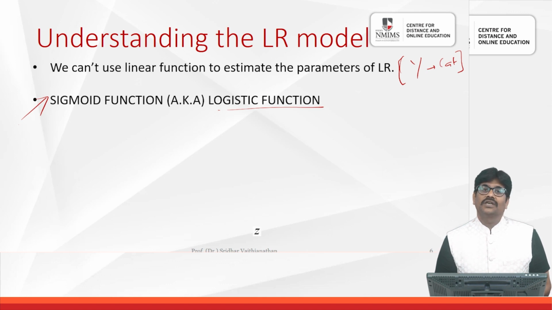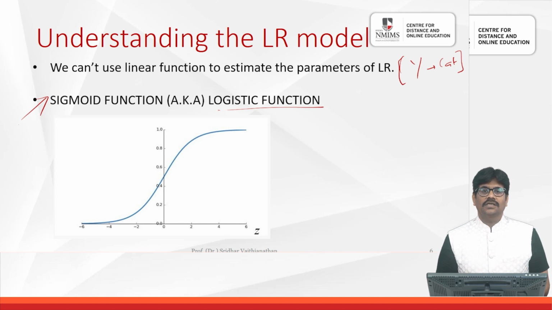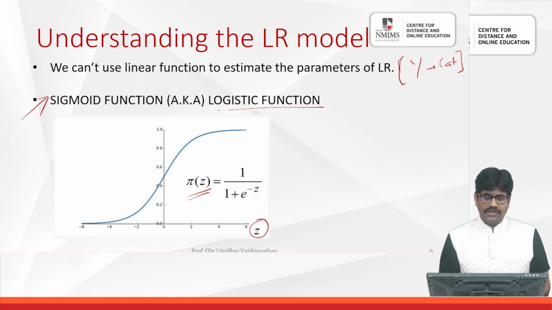So what is the significance of this sigmoid function? Have a look at this. This is in effect a sigmoid function. The equation for the sigmoid function goes something like this: pi of z is equal to 1 divided by 1 plus e power minus z. For a particular value of z, if you keep on plugging in the data, the sigmoid function produces this elongated S curve. What is the significance of this elongated S curve?